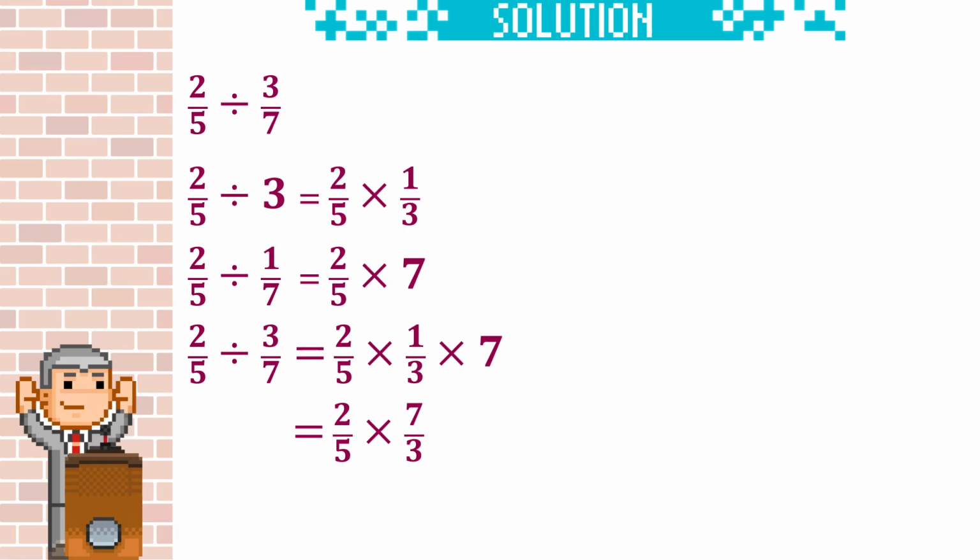Notice that when we change the divide sign to a multiply, the second fraction gets flipped. Flipping a fraction is known as finding its reciprocal. We can multiply the tops and bottoms to find our answer.